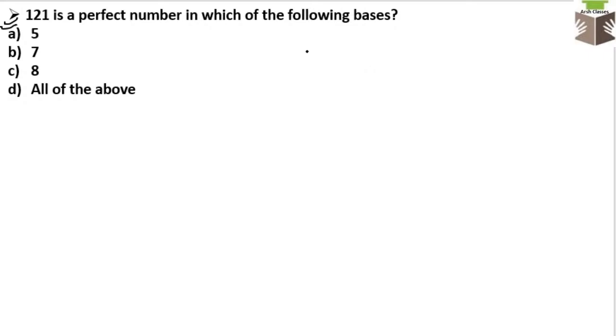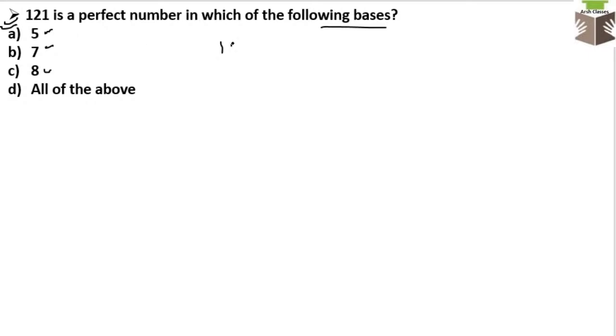Geometry is a very important topic, guys, in CAT as well as in other MBA entrance exams. Now the question says: 121 is a perfect square in which of the following bases? You can check base 7, base 5 and base 8. You can convert the number and check whether you are getting a perfect square or not.